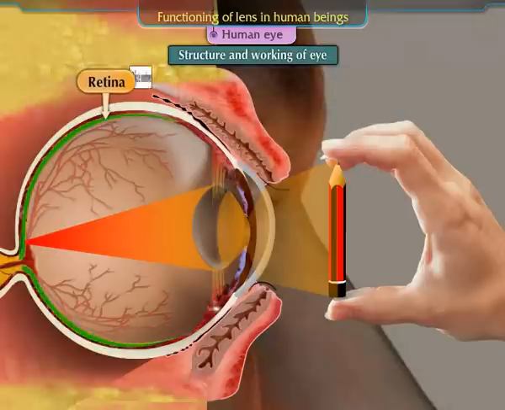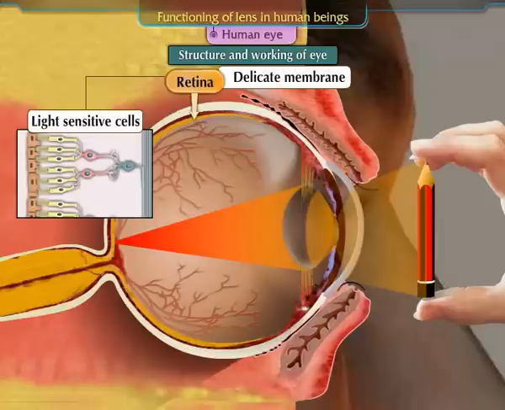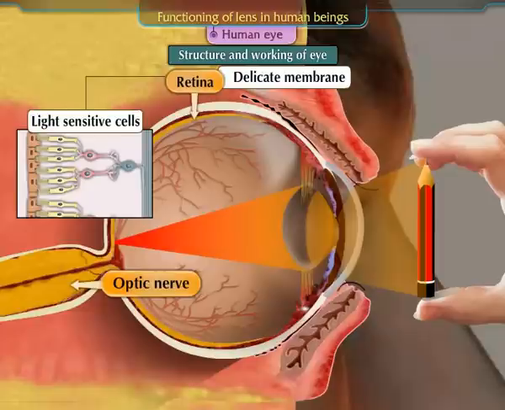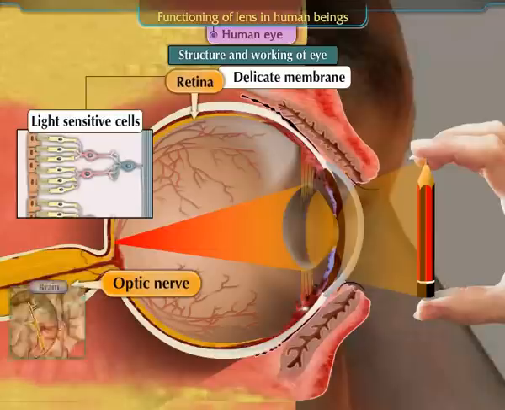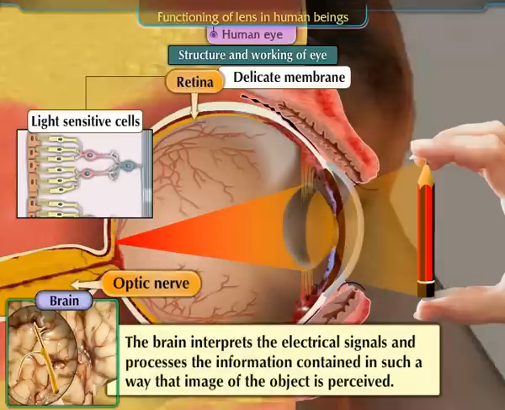The retina is a delicate membrane. It consists of large number of light-sensitive cells connected to optic nerves. These cells produce electric signals when they are illuminated. These signals are taken to the brain through optic nerves. The brain interprets these signals and processes the information contained, and image of the object is perceived.